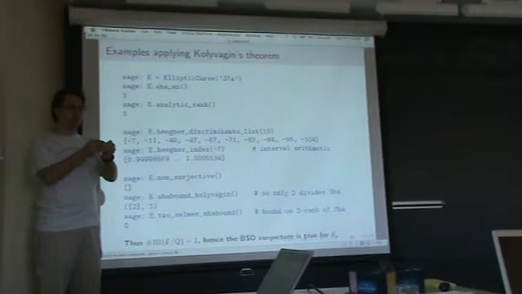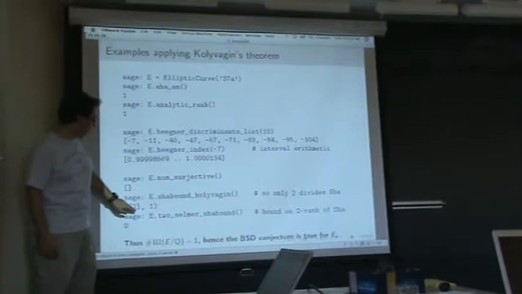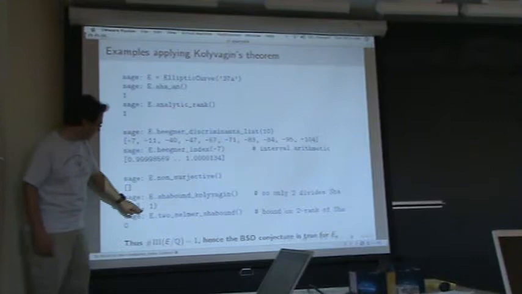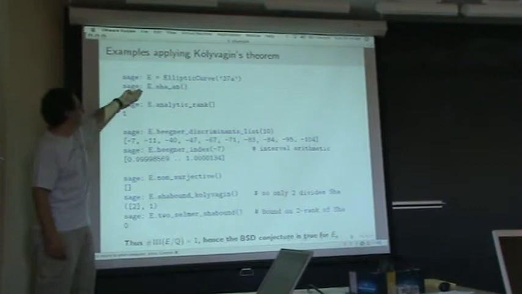So Kolyvagin tells us that there's no Sha of order coprime to 2. The general theorem tells us the Shafarevich-Tate group is finite, but in particular, there's nothing of order coprime to 2, and there's nothing of order 2. Therefore, the Shafarevich-Tate group has order 1, which is exactly what this says. So we know the BSD conjecture is true for 37A.